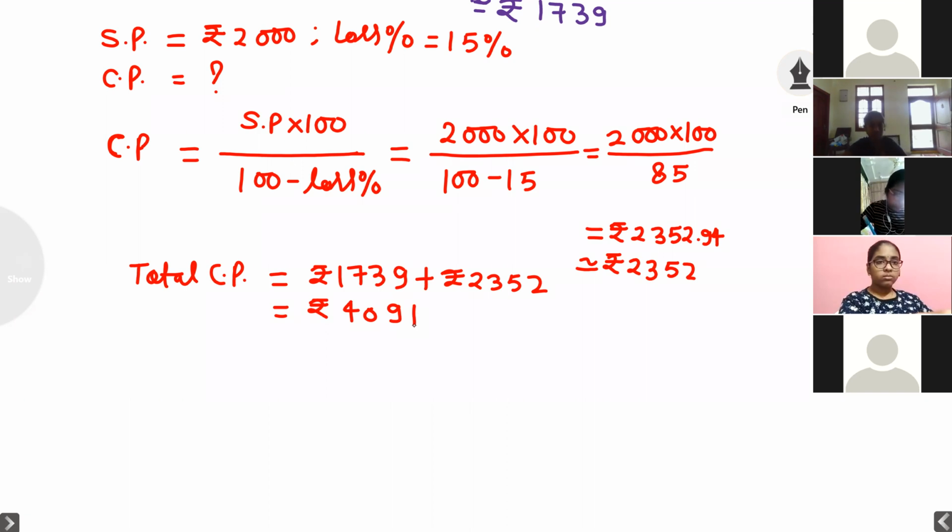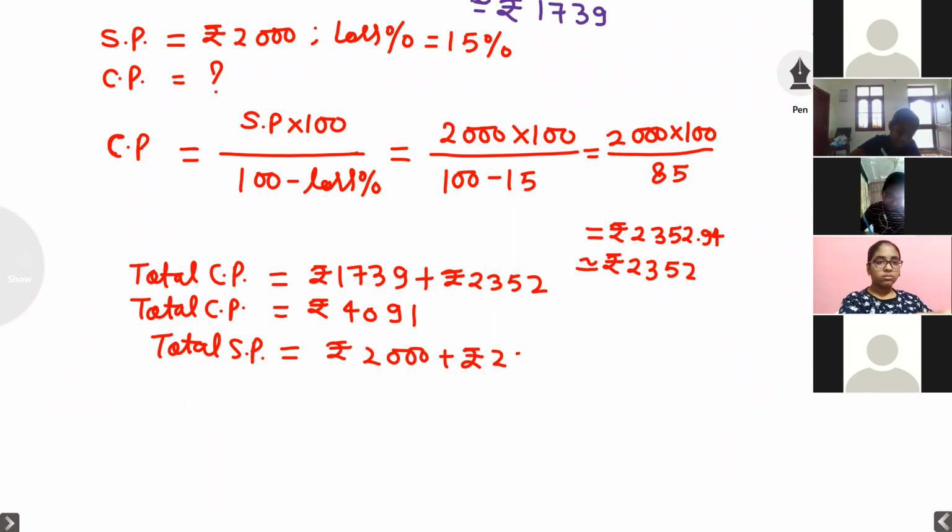Now I want to find out the total SP. How to calculate total SP? Because Ria is selling two items. First time, what was the price? 2000 rupees. 2000 rupees plus 2000 rupees, because she is selling two items and the selling price is the same, so 4000 rupees.